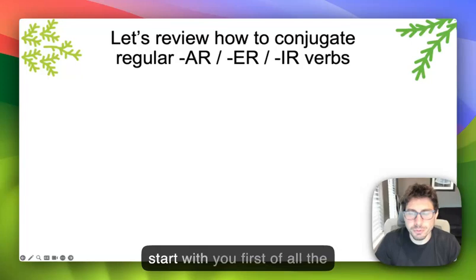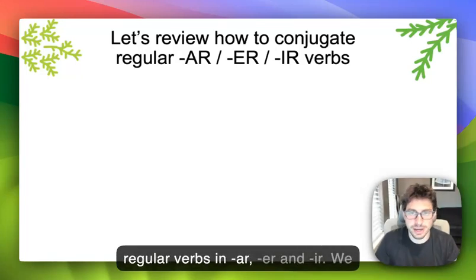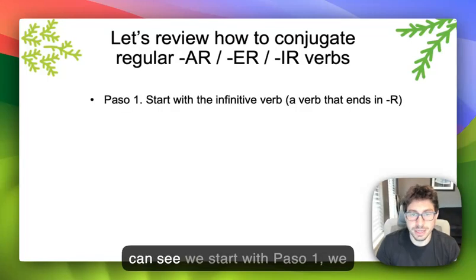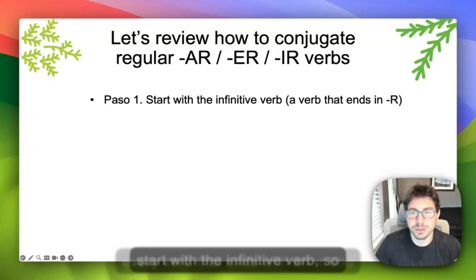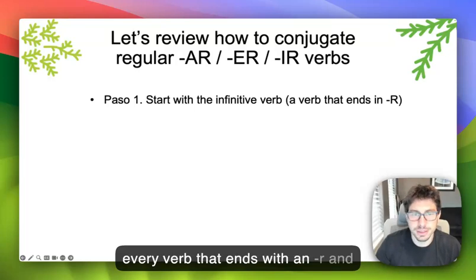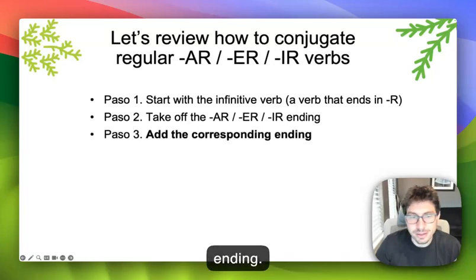And let's start by reviewing the conjugation, how to conjugate regular verbs in AR, ER and IR. We can see we start with paso uno. We start with the infinitive verb, so every verb that ends with an R. And then we take off the AR, ER or IR ending.